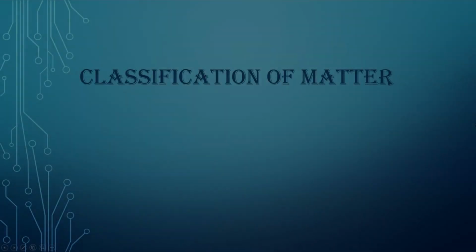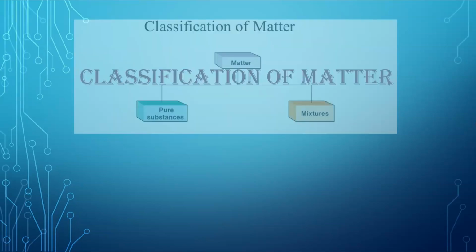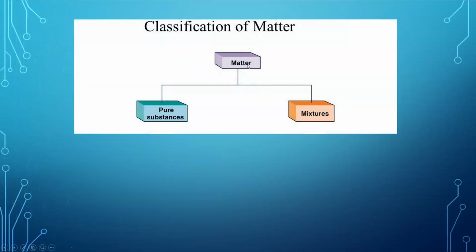So let's talk for a few minutes about the different ways matter can be classified, and then we'll focus on the chemical compounds in Chapter 3. First, matter can be classified into two broad categories: pure substances or mixtures. And a pure substance, of course, means it's only made of one thing. A mixture means there are two or more different materials simply blended together.